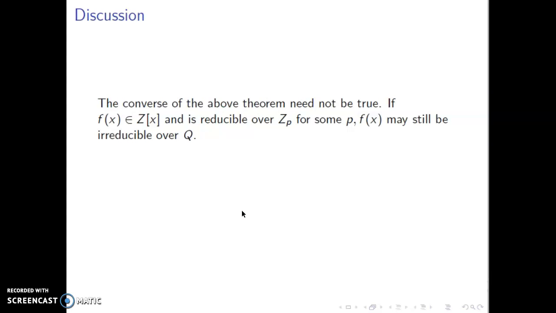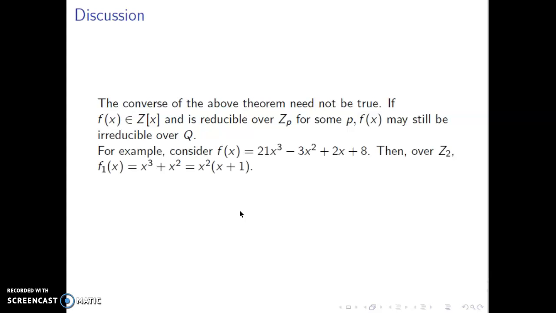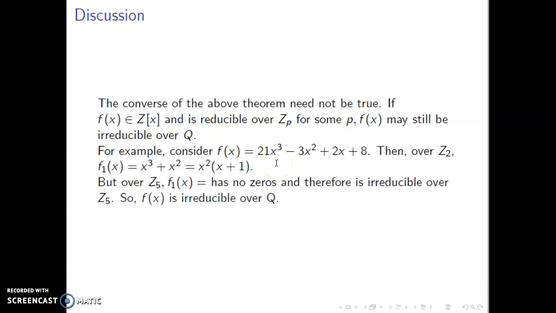The converse of the above theorem need not necessarily be true. If f(x) belongs to Z[x] and is reducible over Zp for some p, f(x) may still be irreducible over Q. For example, look at this polynomial: 21x cubed minus 3x squared plus 2x squared plus 8. Then over Z2, f1(x) is x cubed plus x squared, which is equal to x squared times (x plus 1). But over Z5, f1(x) has no zeros and therefore it is irreducible over Z5. Hence, f(x) is irreducible over Q.